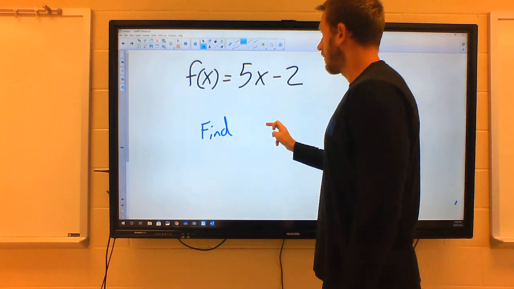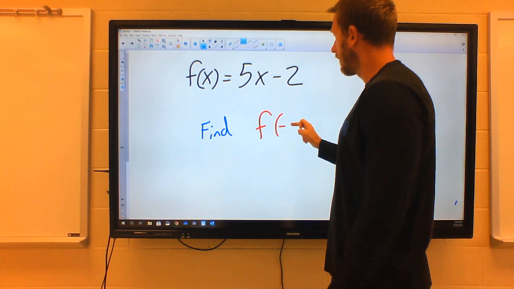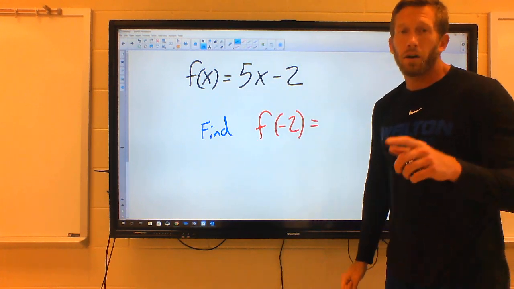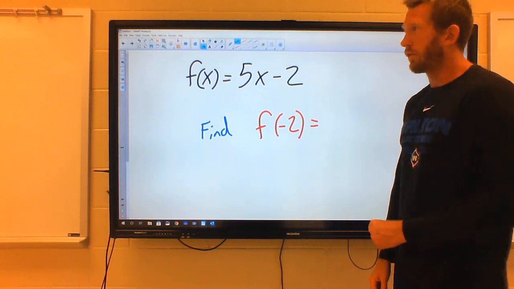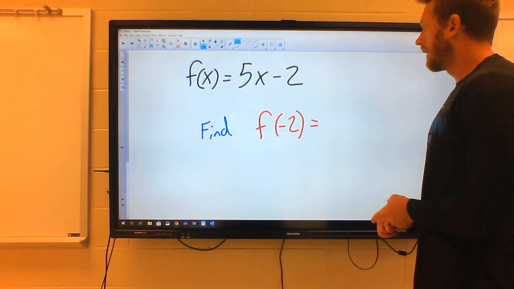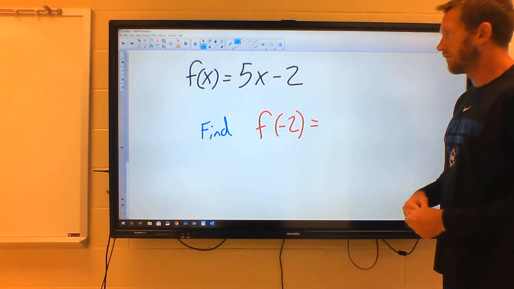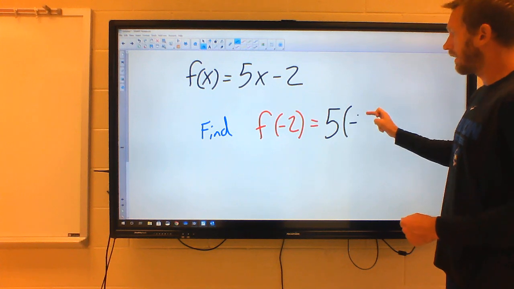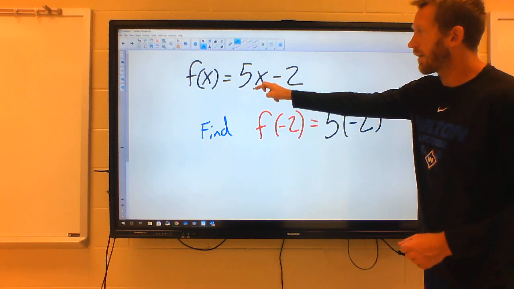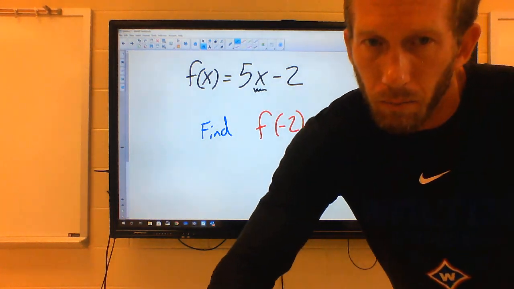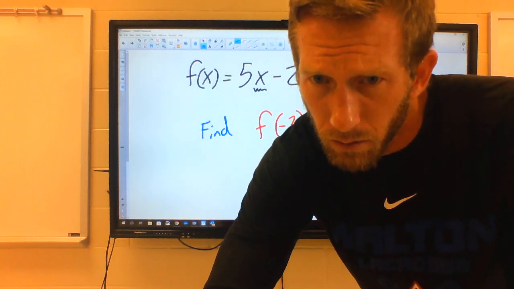Why don't you guys find f of negative 2? Press pause on this YouTube video, solve it, and then check your work when you resume. Okay, you should have unpaused it. You should be back. F of negative 2 is the same thing as 5 times negative 2, because that's our x value, minus 2.